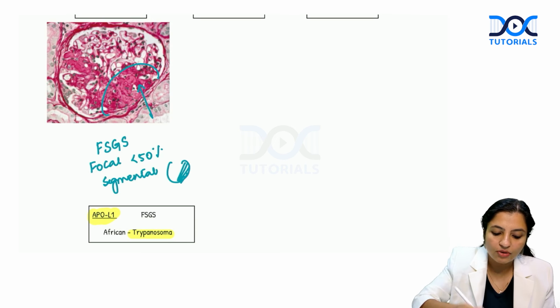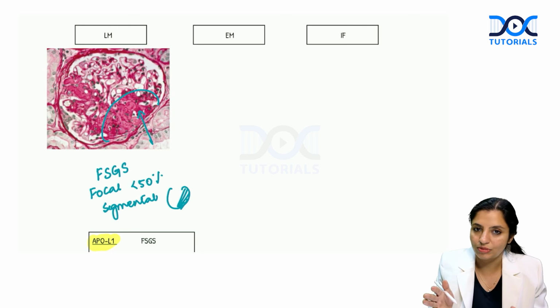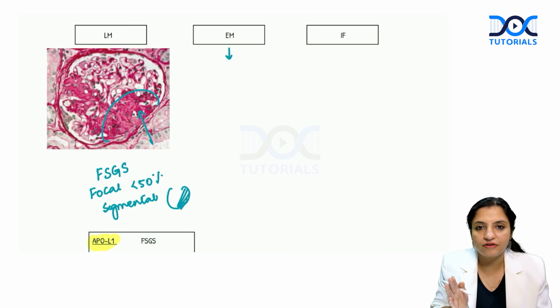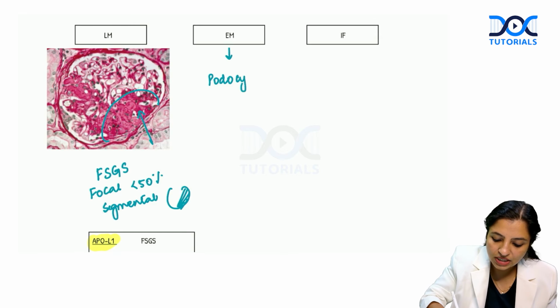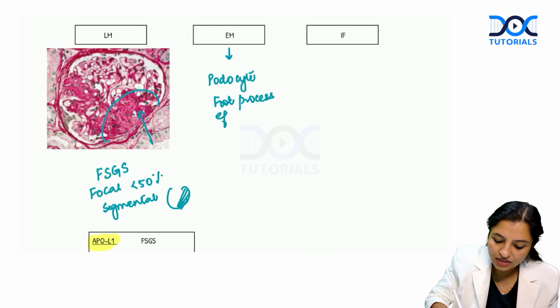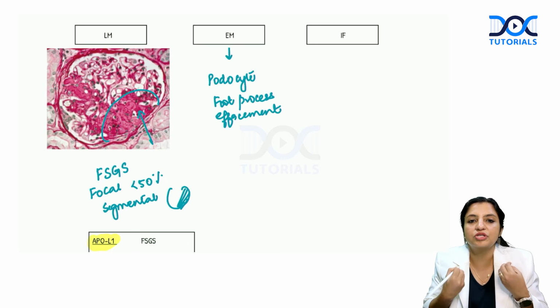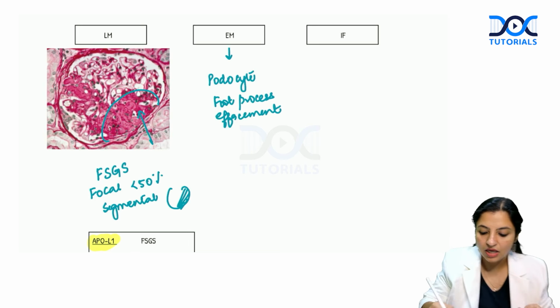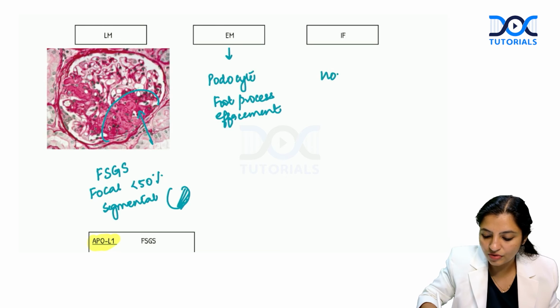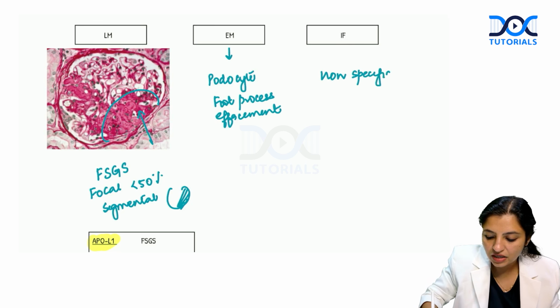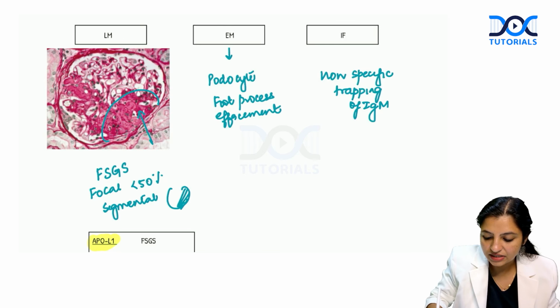Okay, now if you talk about the light microscopy, we should know what you will see on electron microscopy. Electron microscopy of FSGS, it is a typical podocytopathy. So you will see damage to the podocytes, or they can give you foot process effacement. That is a very, very classical feature of FSGS, because it's a classical podocytopathy. And if you look at the immunofluorescence, you should remember that it is not an immune complex mediated disease. However, there is non-specific trapping of IgM. That is very classically seen in FSGS.